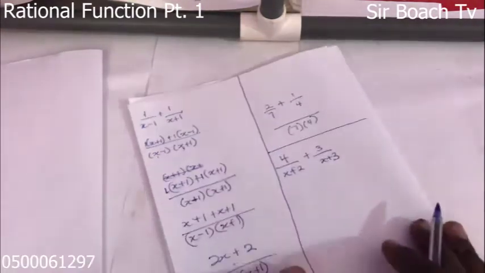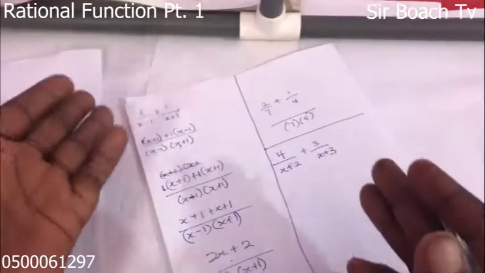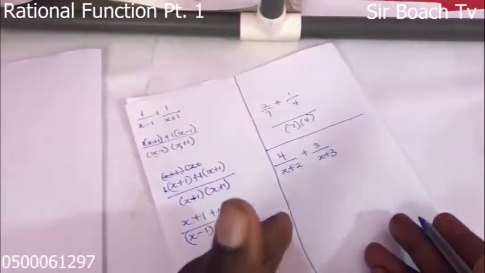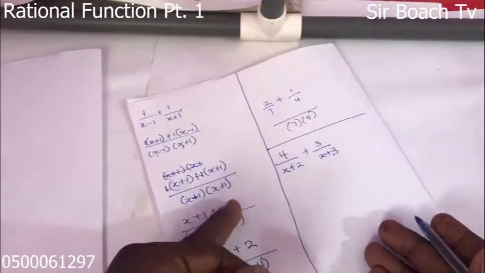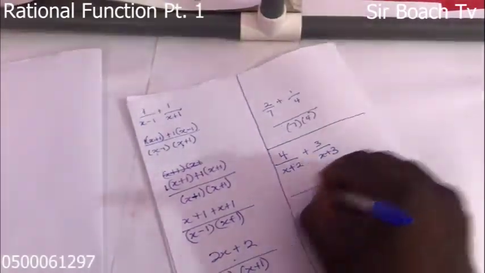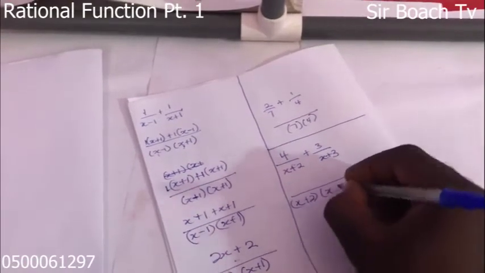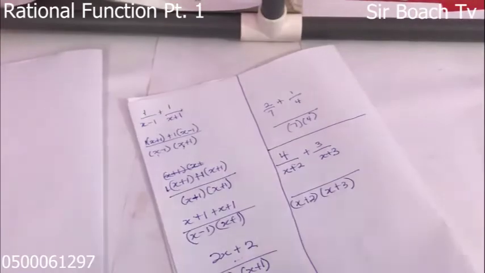Okay, so what do we do from here? What we are doing from here is we are finding the LCM as we did over here. So what will be the LCM? The LCM will be x plus 2 and that of x plus 3 again. So our LCM will be equal to x plus 2 in the bracket and also x plus 3 also in the bracket.